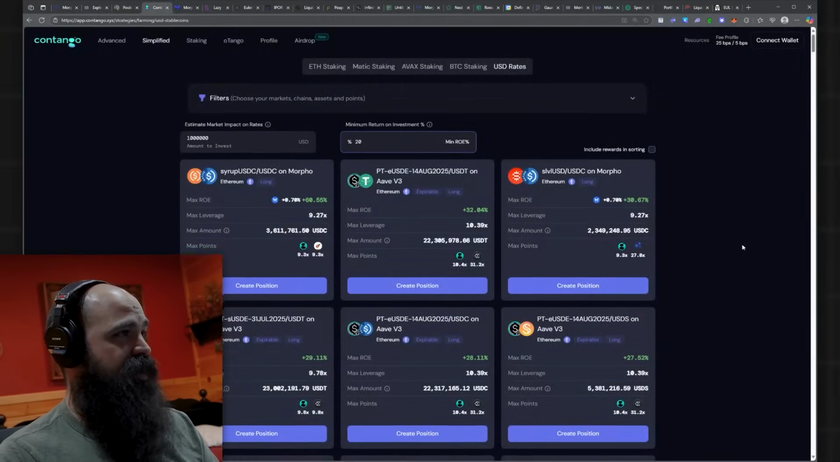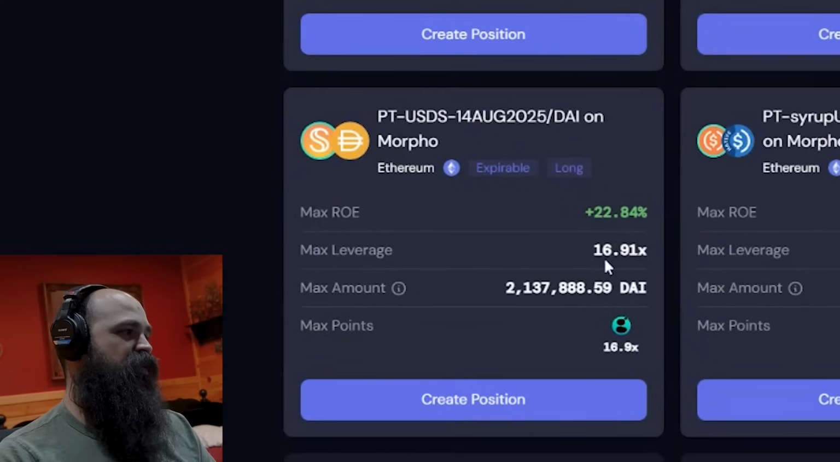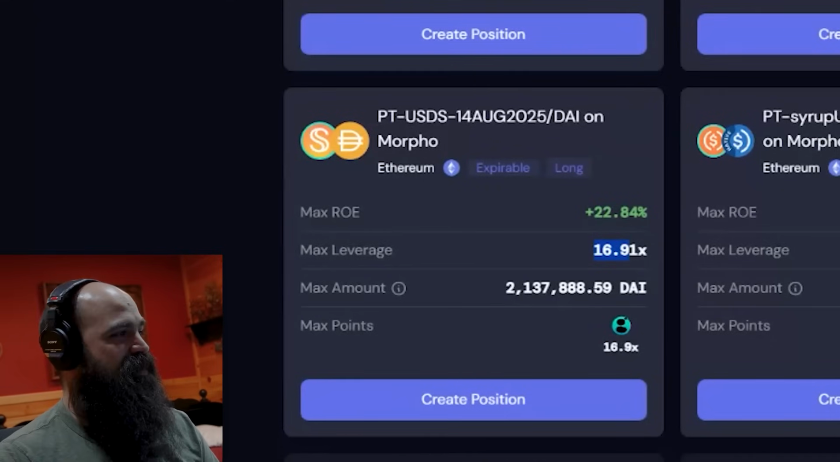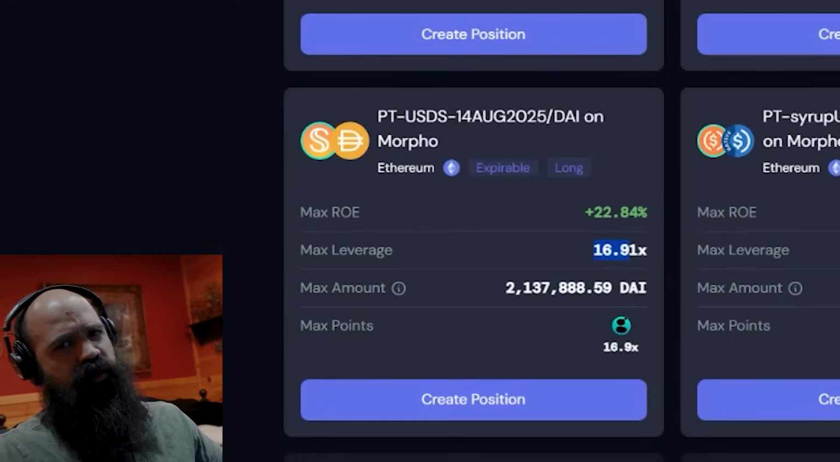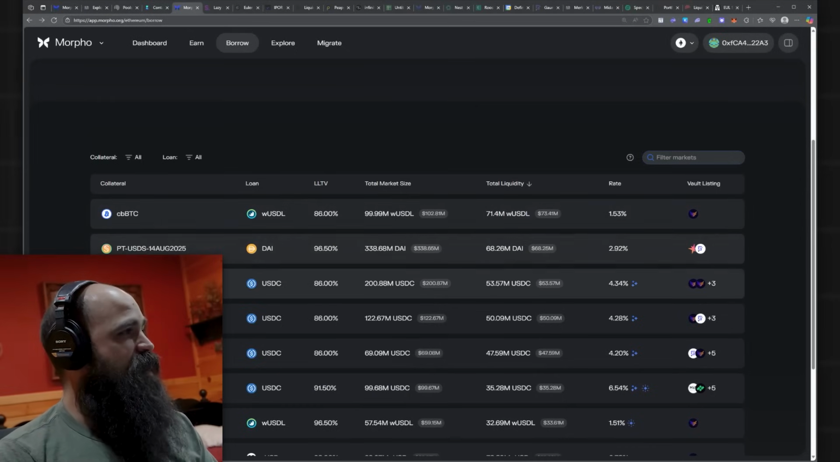Also, you can see this on Contango, I'm pretty sure. PT-iUSDS right here. They're saying 22%, but they're only doing 16x leverage. You can actually do 25x leverage. I probably wouldn't do that in case the interest rates go against you, but you could, right? And so you can get up to 36%, or you can get up to 40% at 25. I was doing like 36% at 20. But let's go back there and look at this.